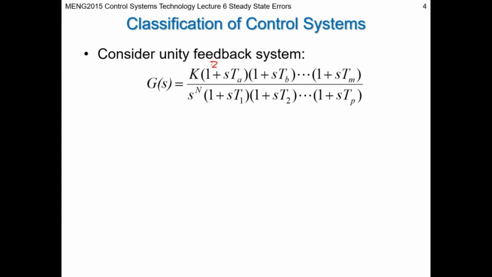So these are zeros. Let's call them zero 1, zero 2, up to zero m. And each of the terms on the denominator, these are poles. The zeros are the roots of the numerator, and the poles are the roots of the denominator.